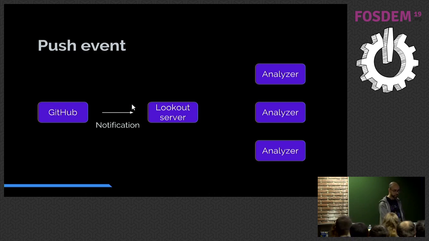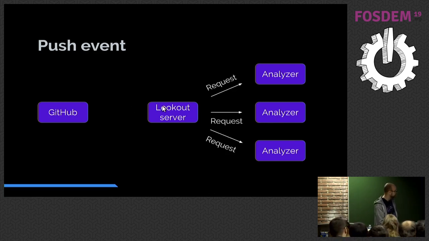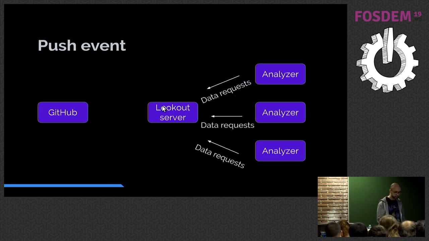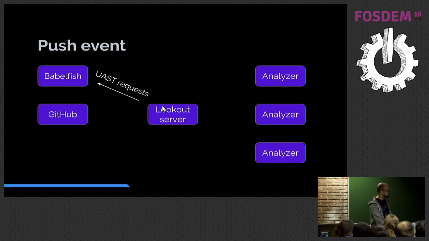So, a brief detail about how everything works. If you have a push event, you have a notification. Lookout server creates requests to analyzers. Then analyzers actually ask for data, because these initial requests just contain Git metadata, and you don't have the contents of source code files, you don't have abstract syntax trees, you don't have any information which you can use. So data requests go to server, and then it asks to parse source code as needed to Babelfish. Babelfish is another open source project source{d} developed. It helps you to parse source code in a uniform way, and it expresses ASTs in a universal format.